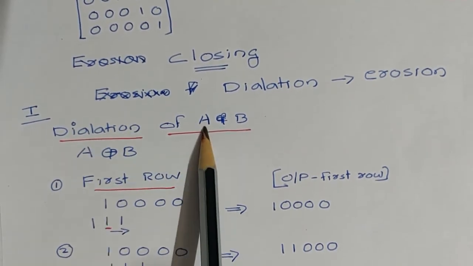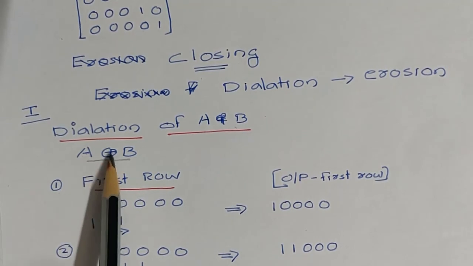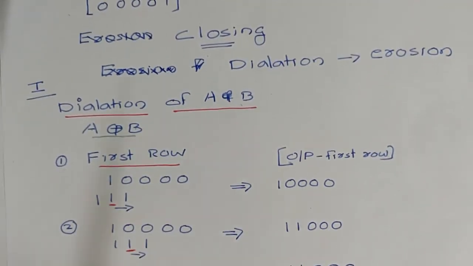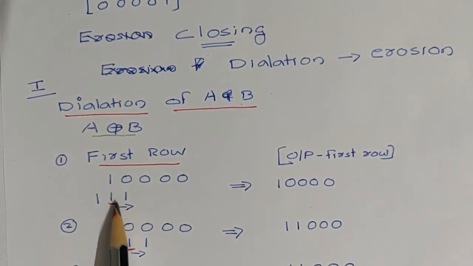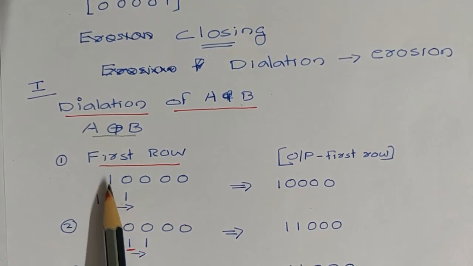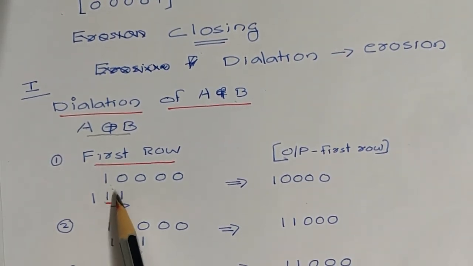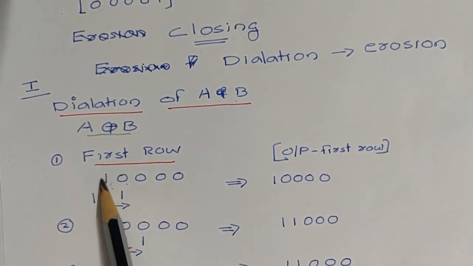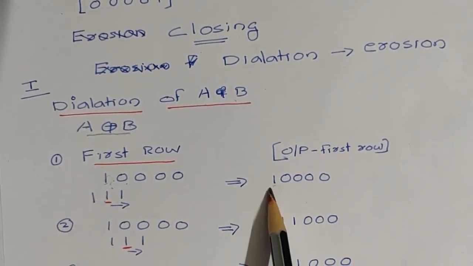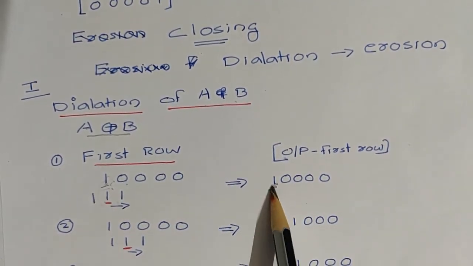Dilation of A and B. This is the symbolic representation of dilation, A dilation B. In a similar way, we will take the first row, then arrange the structuring element at the first element of the first row. Here the input pixel value is 1 and some neighbors have 0. Input pixel value is 1, so the output pixel is 1 here.